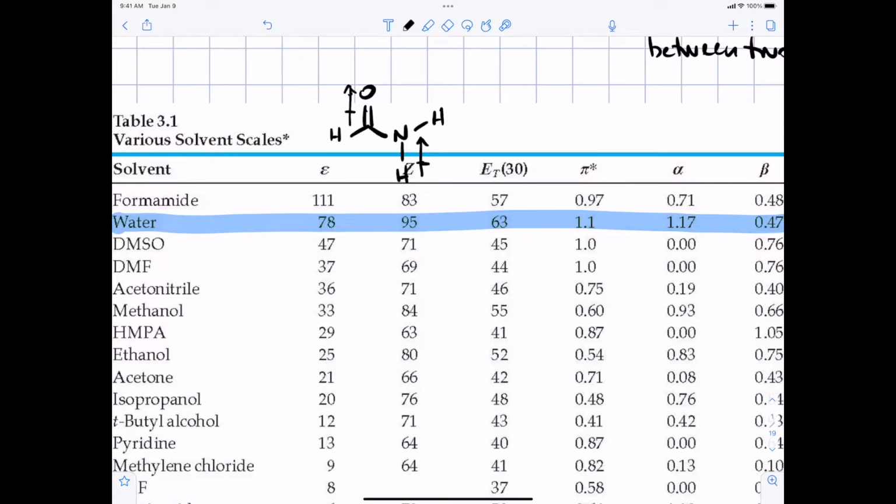Is that used for reactions? Do we use formamide? I've never used it. I've used DMF, which is dimethyl formamide. You replace these two with methyl groups.